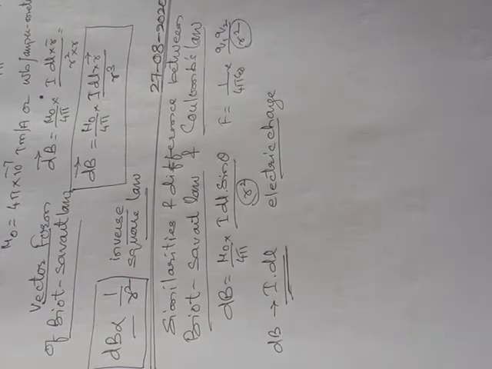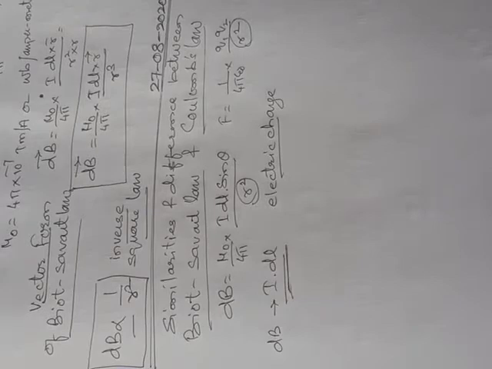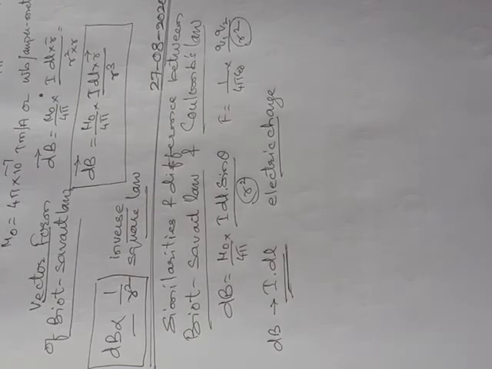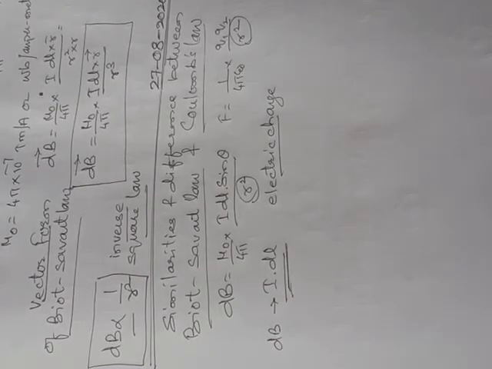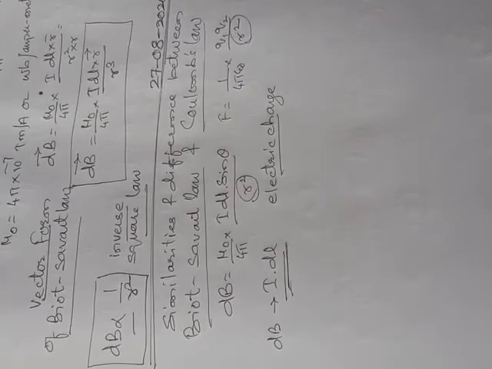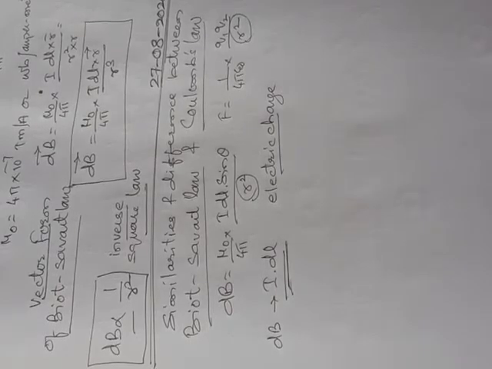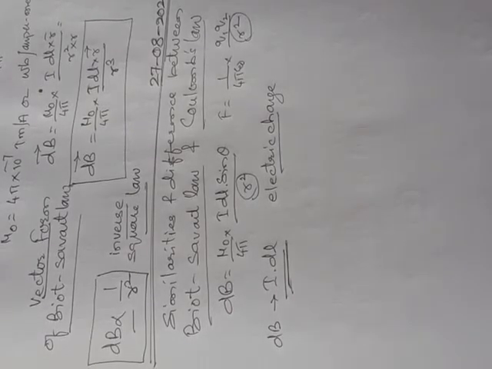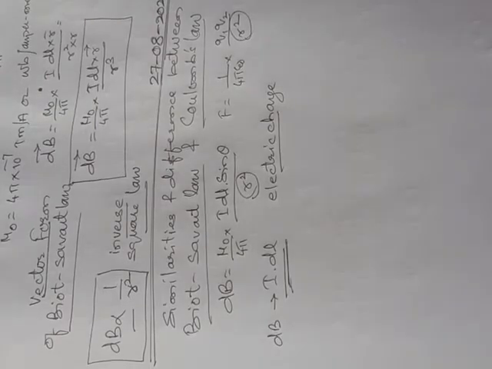Second is, the electrostatic field is produced by the scalar source. Okay, charge is a scalar quantity. Since charge is a scalar quantity, we will say that the electrostatic field is produced by a scalar source.